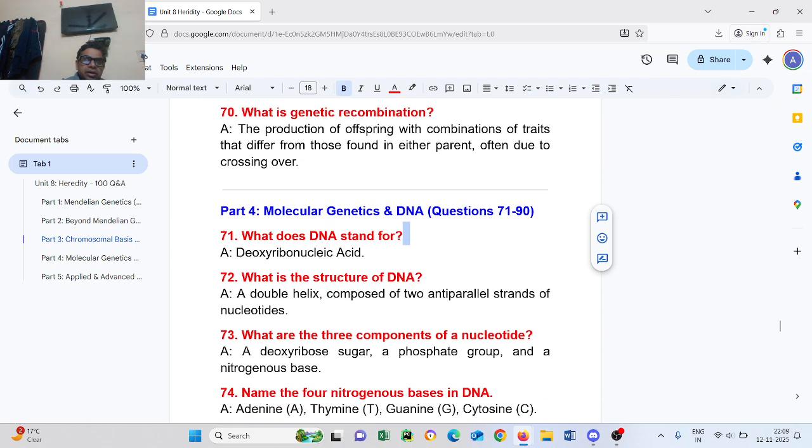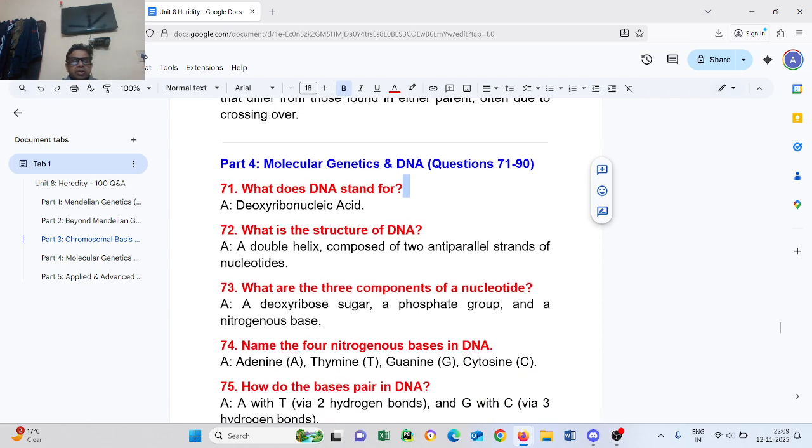Question number 73. What are the three components of the nucleotide? A deoxyribose sugar, a phosphate group, and a nitrogenous base.